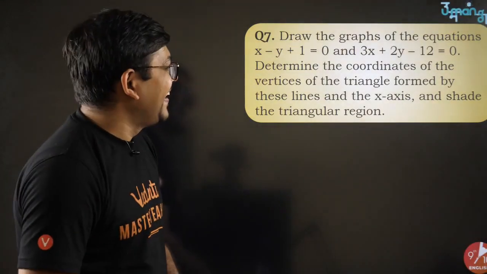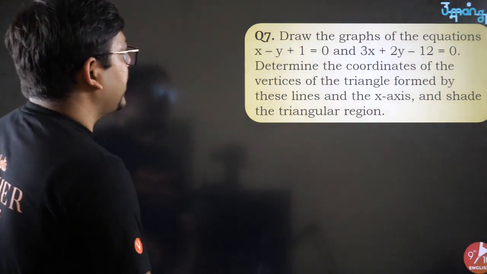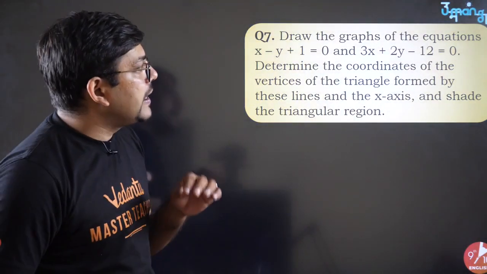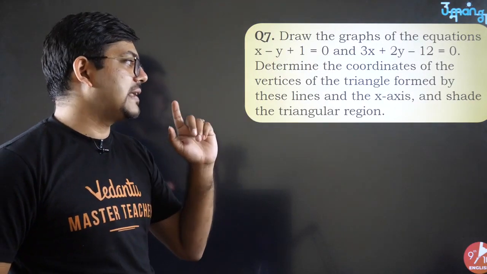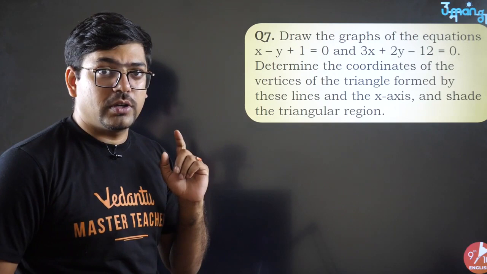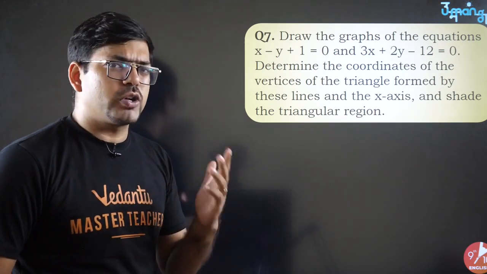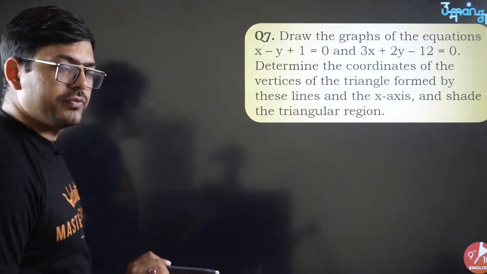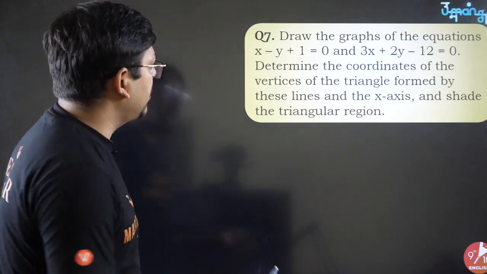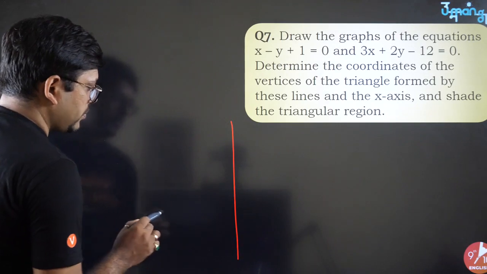This is right. The next question says, draw the graphs of the equations given. Determine the coordinates of the vertices of the triangle formed by the lines and the x-axis and shade the triangular region. A little different but not so different. Let me tell you how. First of all you have to draw the graph. The first part is anyway the same, so let's make the graph.